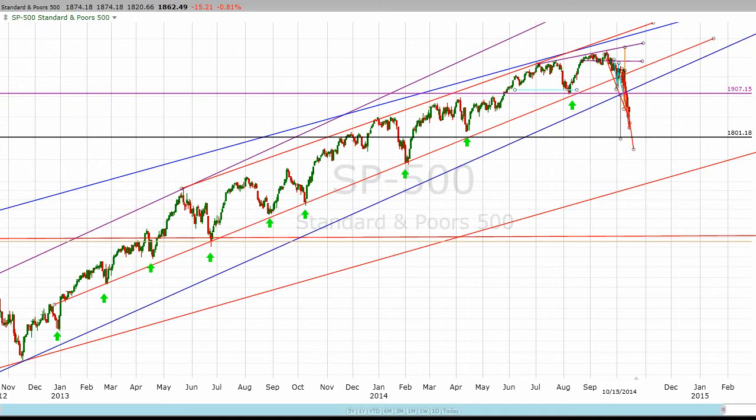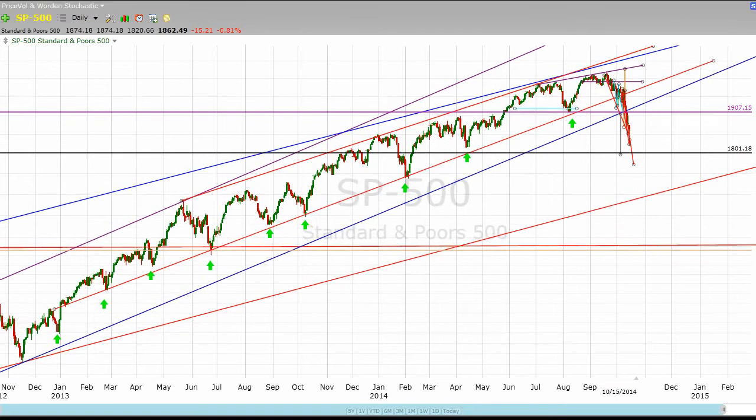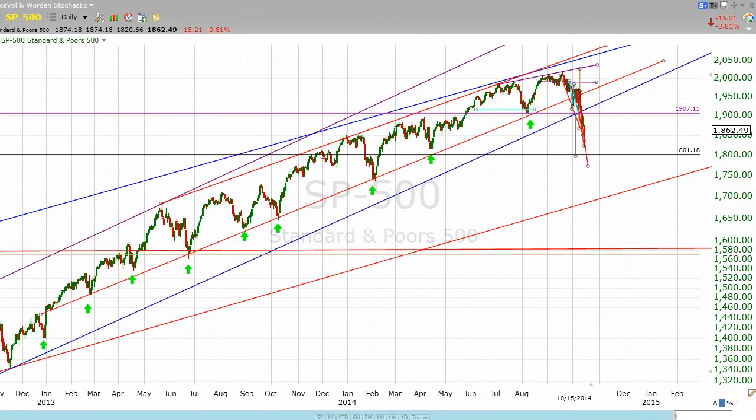Starting out, let me adjust the chart. Thought I had that set up just right. It is not. Now it is. Starting out looking on a daily chart. Here we are at our low, right about here on this chart.